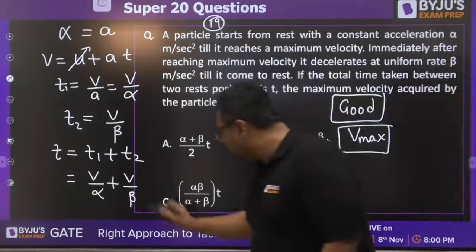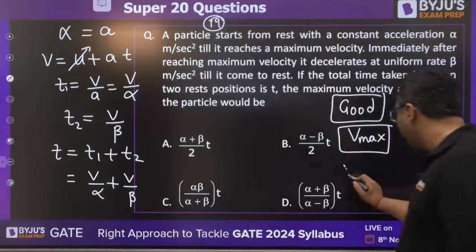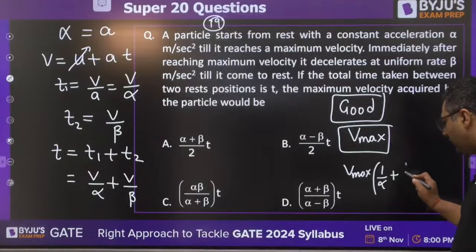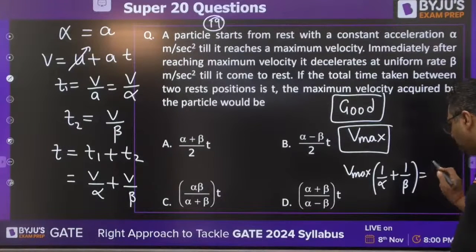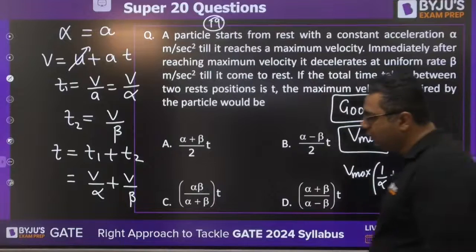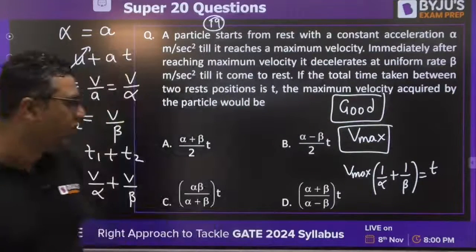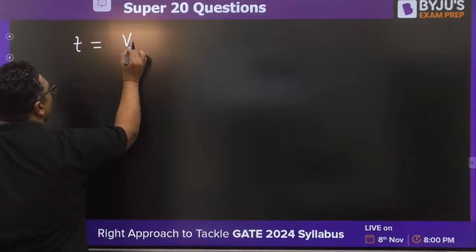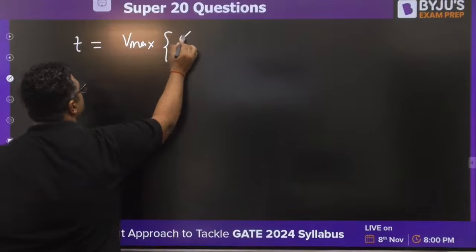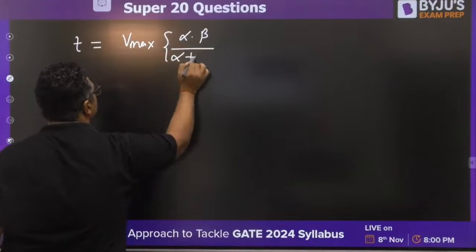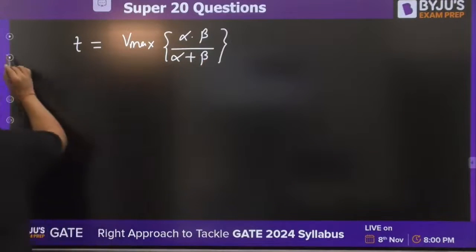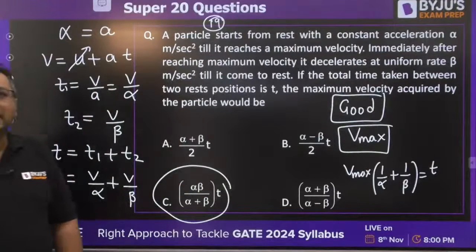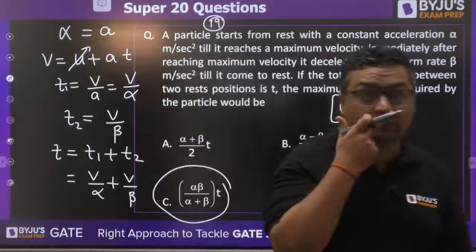So my dear, if you see that, here you will be getting v maximum times 1 upon alpha plus 1 upon beta is equal to t. You need to find out the value of v maximum. So you will solve it. v maximum is t times alpha into beta by alpha plus beta. So the answer for this question is C. C is the right answer for this one.